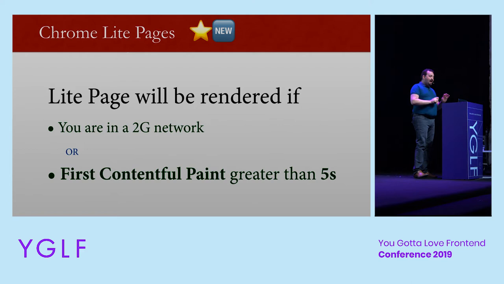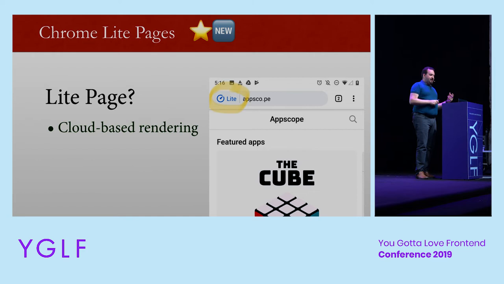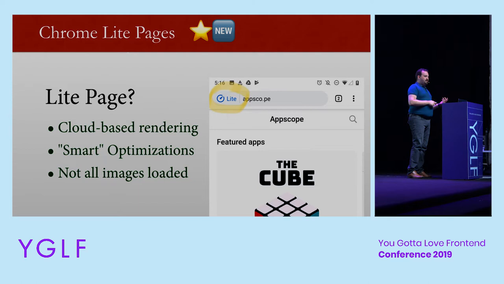What is light page? A light page is something that says light, okay, but it's cloud-based render. So it's like some kind of Opera Mini, if you remember Opera Mini. So it has some smart optimizations, whatever that means. And that includes, for example, not loading all the images. So you probably don't want that for your website.